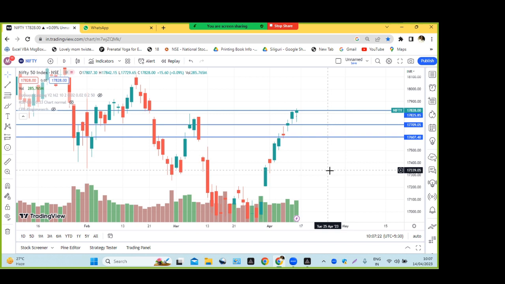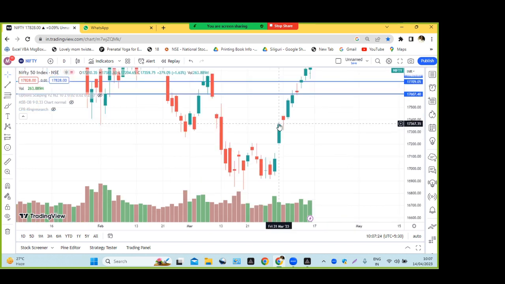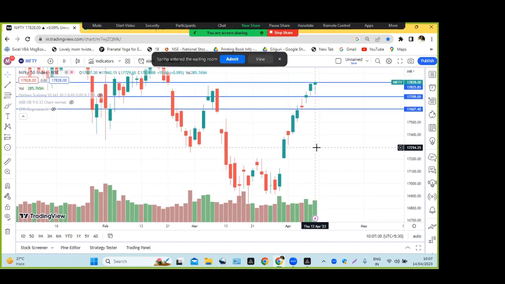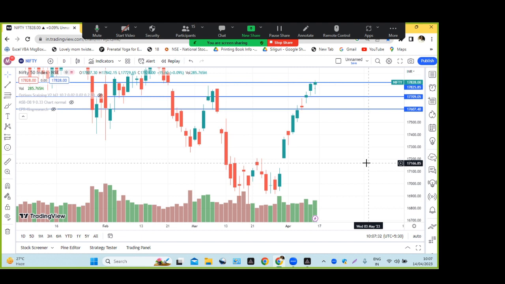Last time we talked about the Marubozu candle, a single candle. Now today we will discuss engulfing.